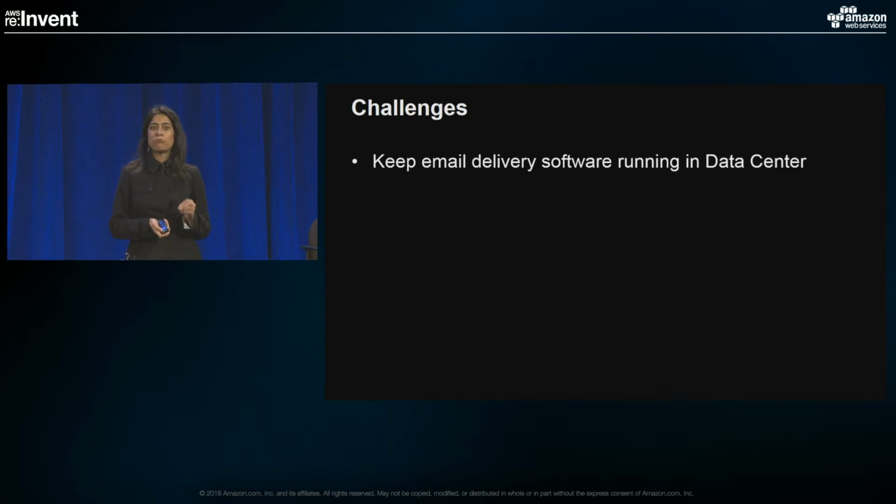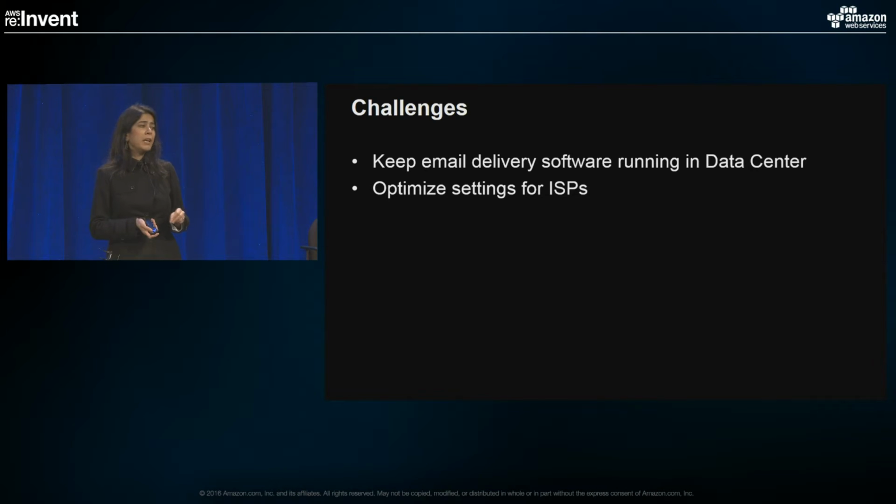And it wasn't just about running it. It was also about optimizing the settings for the ISPs. So I remember we were configuring the limits in terms of the max number of connections concurrently that would be open to a given ISP, the number of messages per connection, the number of messages per unit of time. And it became a very specialized piece of everybody's work to understand how these things came together to get great inbox deliverability and to reduce the number of bounces.